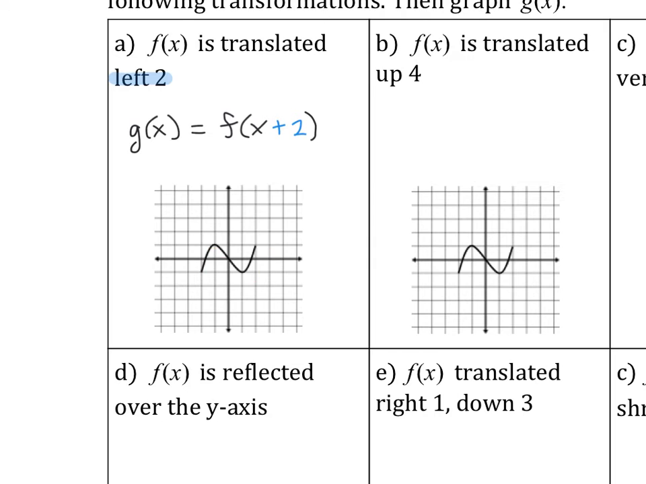So to graph this, we can pick points that we see clearly on our original graph, and we can just shift them all to the left 2. So I'm going to move from here and work my way over. So we can say here, here, here, here, and here. And there you have it.